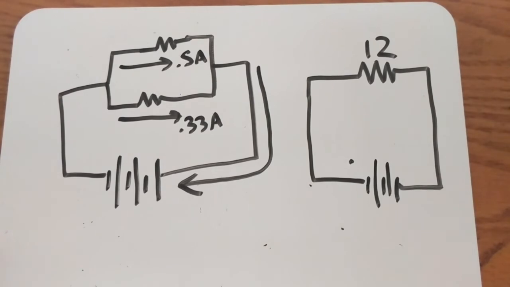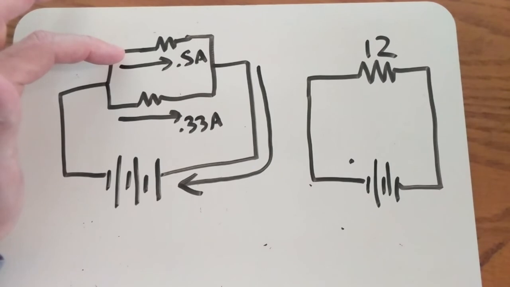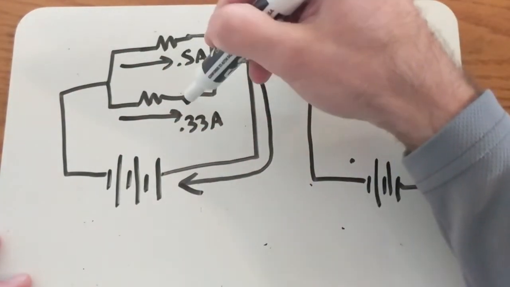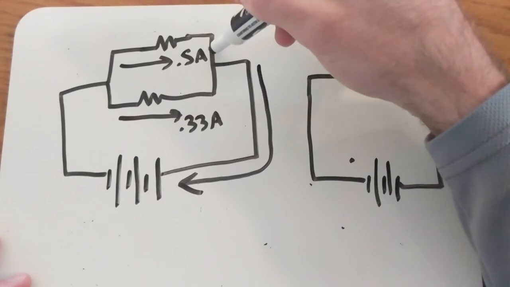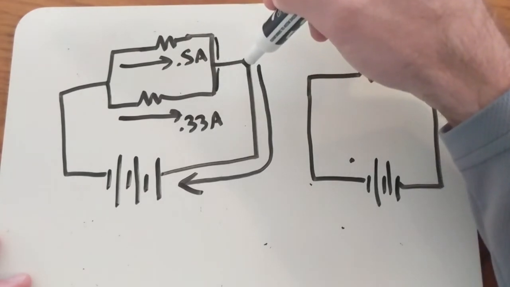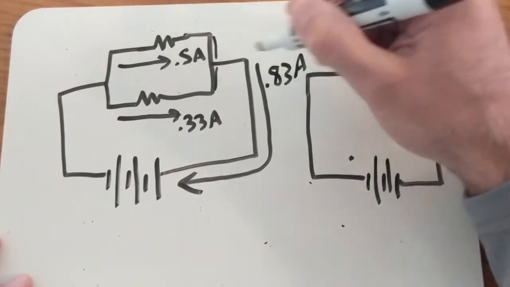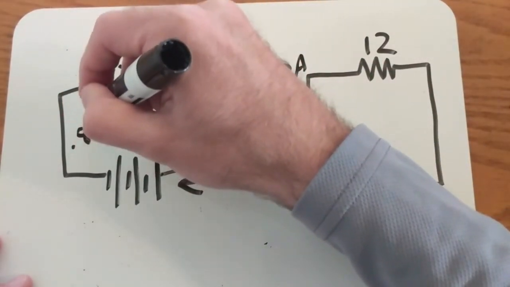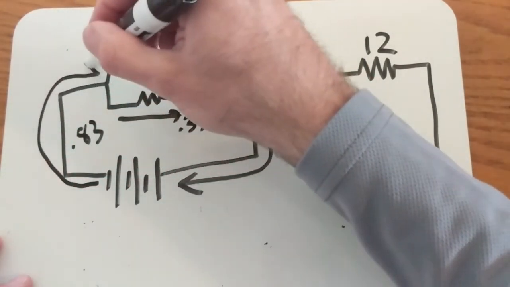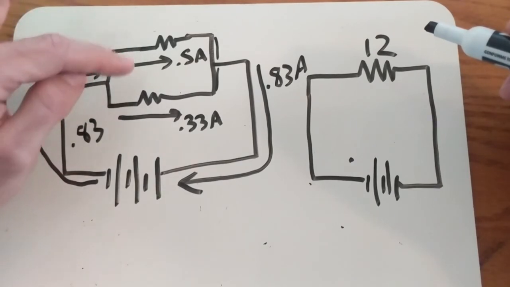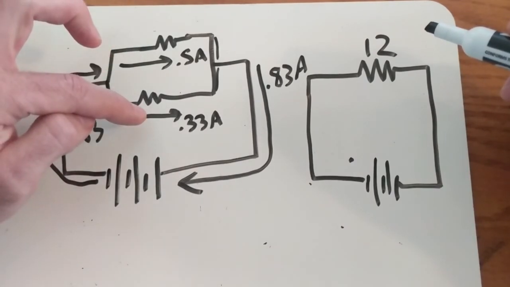Now, for part C, there's two ways to do this, and I'm going to show you both of these. We already know that these are half an amp, and this 30 ohm is going to get 0.33 amps. So if the current goes here and some of it goes there, that means that when it comes back down in here, they're both going to have to combine. So the total is just 0.83 amps. We can just add those two up. Over here, we'd have 0.83 amps going into this. So it would split off, though it doesn't split off equally in this case. 0.5 amps go there, and the rest, 0.33 amps, go there.